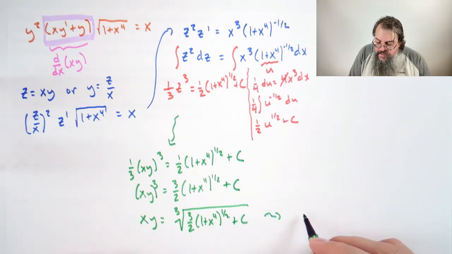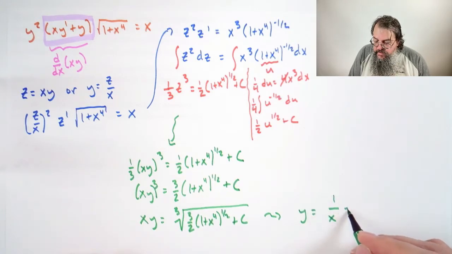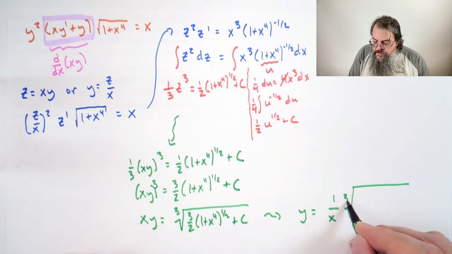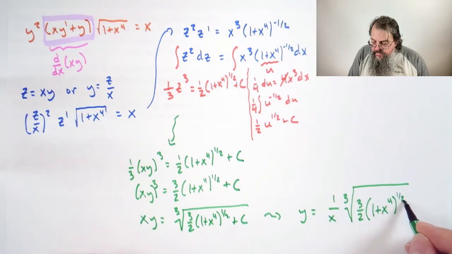And then if we divide, we can say our final answer: y equals 1 over x times the cubed root of 3 over 2 times 1 plus x to the 4th to the 1/2 plus a constant c.